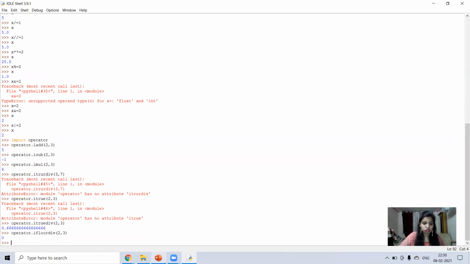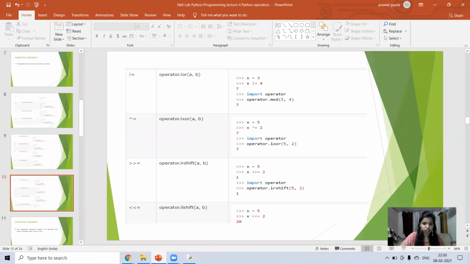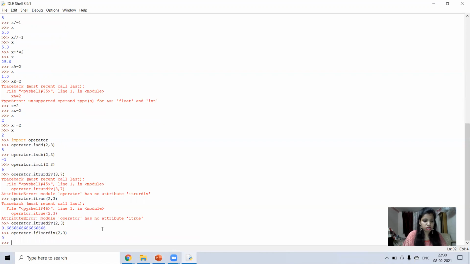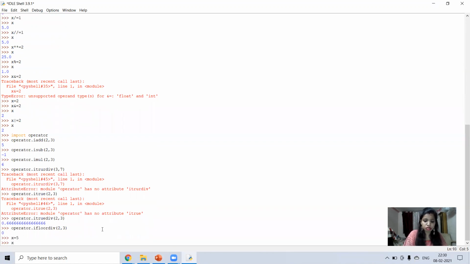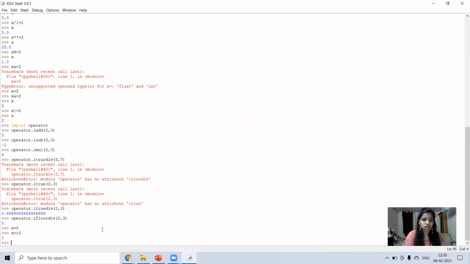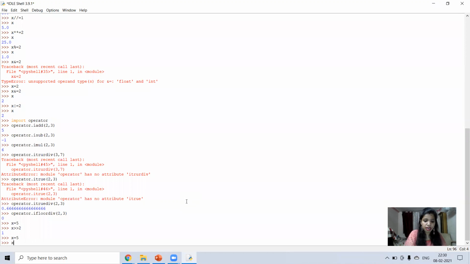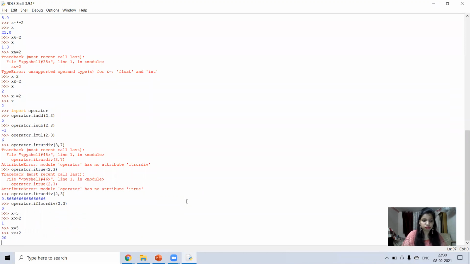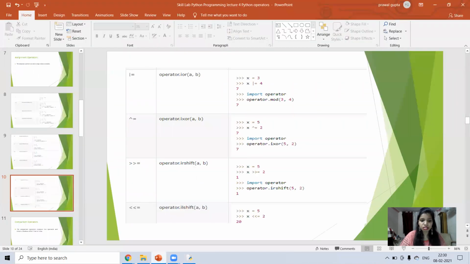Okay, so anything else in the operator, left shift and right shift. I'm taking the same example, 5 and 2. Suppose x equals to 5 and I am shifting it 2 times right. Answer is 1. The same answer we are getting here, 1. Now I'm shifting it 2 times left, x is 5, 2 times left, answer is 20. The same answer we are getting.